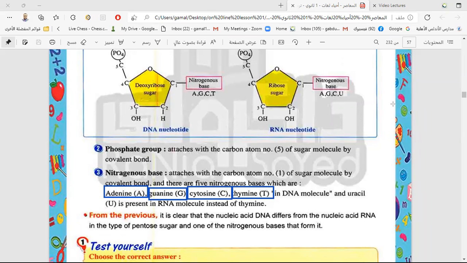But in the case of RNA, there is no T. You can observe that we have here U and we don't have T. So the nitrogenous base uracil replaces the nitrogenous base thymine. In the case of RNA, we don't have thymine, but we have uracil. Adenine is found the same, guanine the same, cytosine the same. But the difference between DNA and RNA is in the fourth nitrogenous base, which is thymine in the case of DNA, and uracil in the case of RNA.